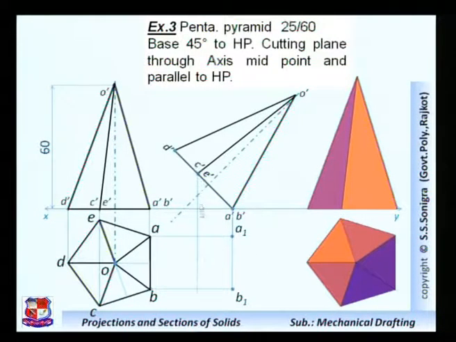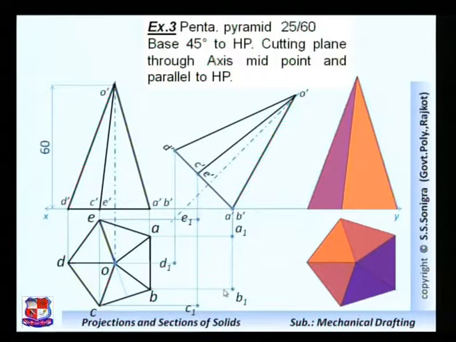From point C dash, straight vertical line. From point C, horizontal line. Here is point number C1. Similarly, vertical line from point D dash, horizontal line from point D. Here is point number D1. And horizontal line from point E, vertical line from E dash. This is point number E1.